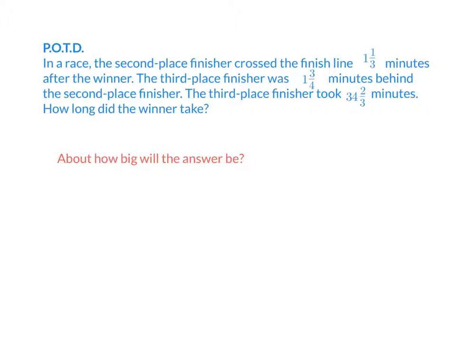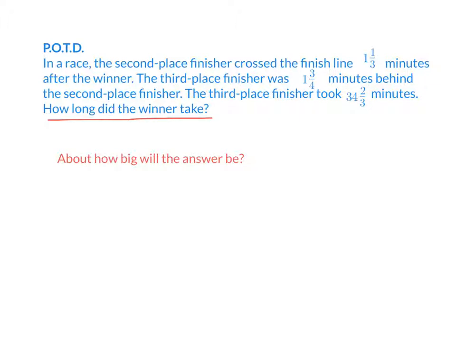Okay, we just read the problem, but we have to understand it first. Let's understand, what is the question asking us to find? What's the question asking us to find? Geffen? Okay, we want to find out how long the winner took. If the third place winner took 34 2/3 minutes, should the winner's time be more or less than that? Less. Because if you're finishing a race and you get first place, do you want more time or less time? Less. The faster you are, the less time you have, right?